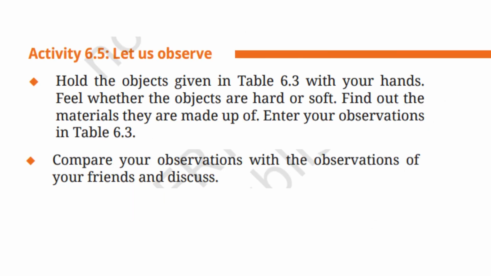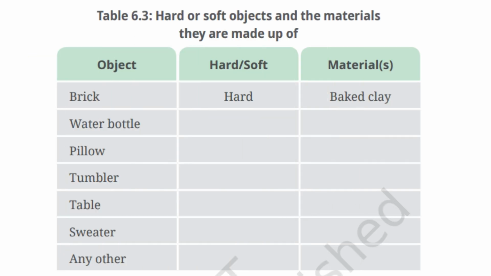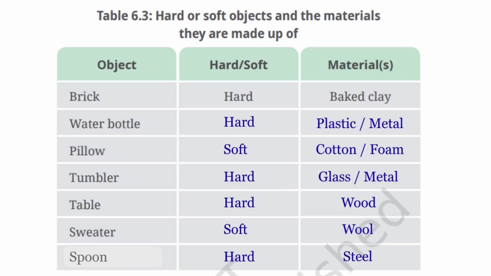Let us observe in activity 6.5. So hold the objects given in table 6.3 with your hands. Feel whether the objects are hard or soft. Find out the materials they are made up of. Enter your observations in table 6.3. So the brick, water bottle, tumbler, table and spoon are hard, whereas pillow and sweater are soft.